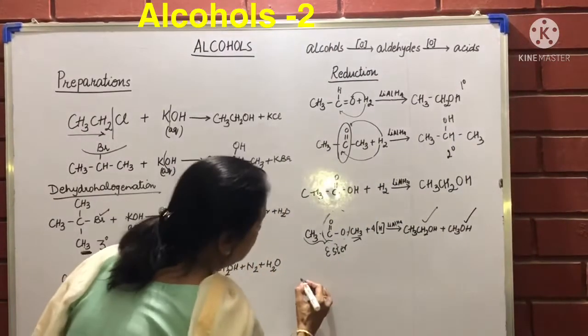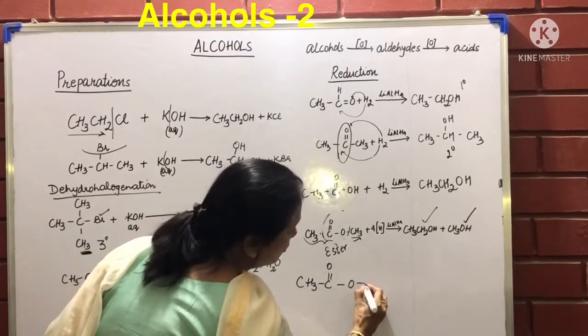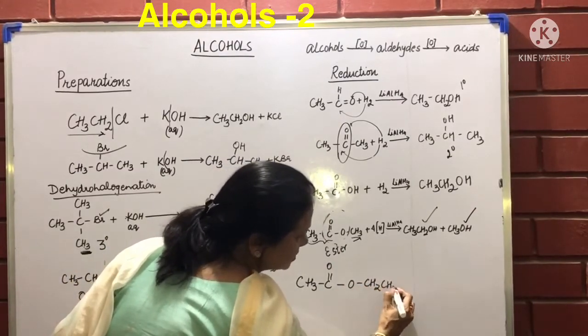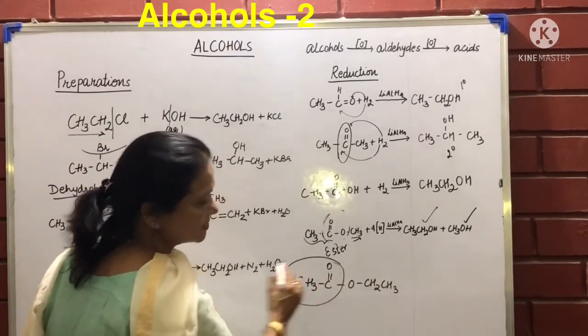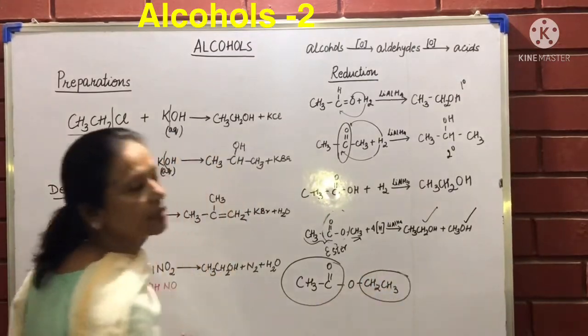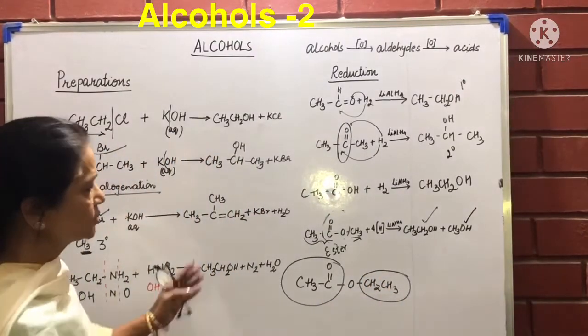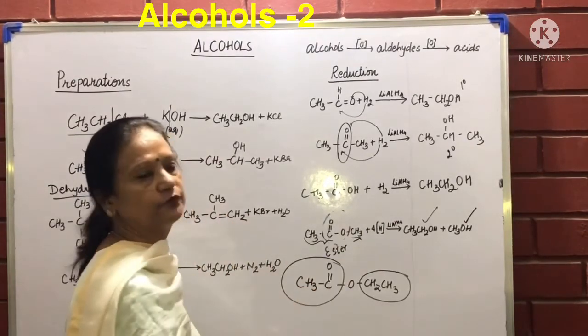Supposing I had taken a compound CH3COOCH2CH3. So I would have reduced it into 2 carbon atoms here, an alcohol containing 2 carbon atoms, again an alcohol containing 2 carbon atoms. So you will check how many carbon atoms are present. Accordingly, you will make the alcohol.